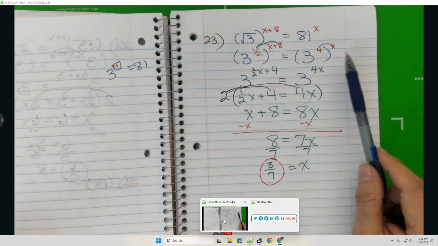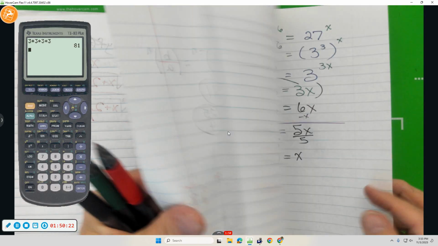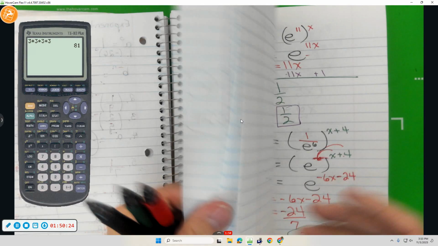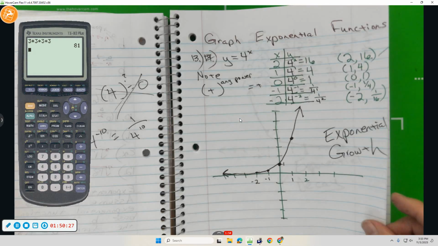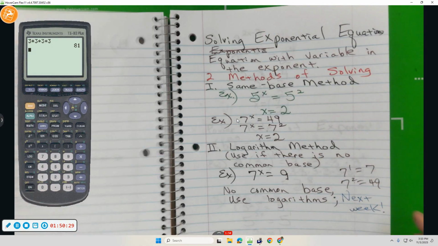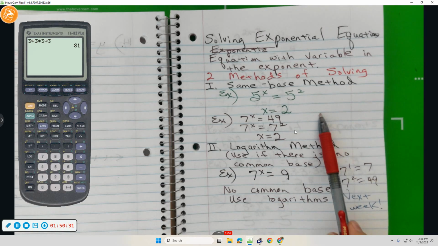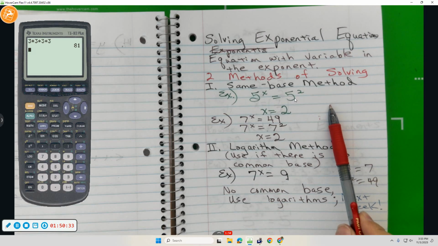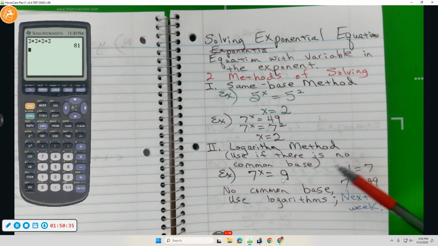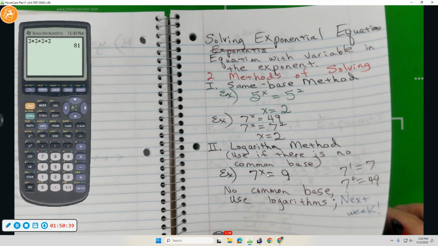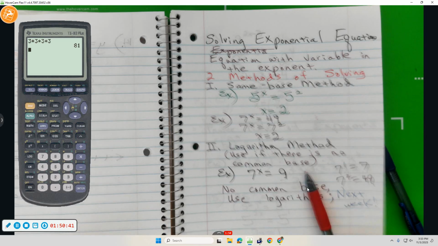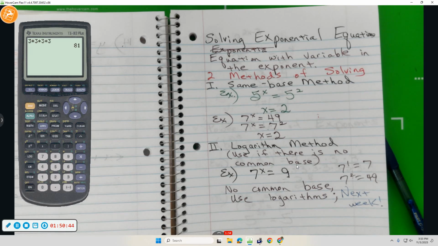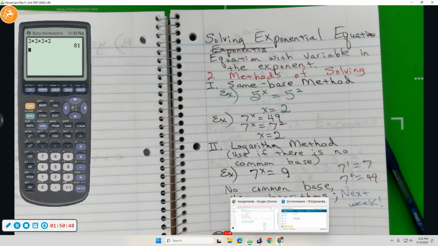The exponential equation, we already know how to solve exponential equations. One method is that second method. Suppose you can't get, where is it? Remember, I Roman numeraled it because I thought it was important. Here it is. What we're doing today is the same base method. But next week, suppose it's impossible to get a common base. If it's impossible to get a common base, that's the logarithm method. And we'll see that next week. Are there any questions?